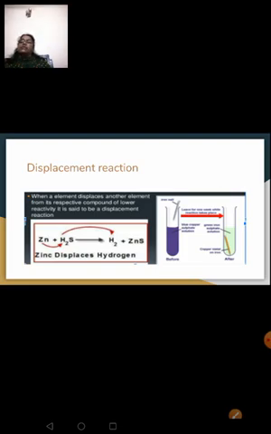Now I have given one more example. Zinc combines with hydrogen sulfide to form hydrogen and zinc sulfide. Here hydrogen is displaced by zinc. So when an element displaces another element from its compound, the displaced element is of lower reactivity. Hydrogen is less reactive when compared to zinc. So a more reactive element, that is zinc, displaces a less reactive element, that is hydrogen, from hydrogen sulfide. Okay, so this is an example of a displacement reaction.